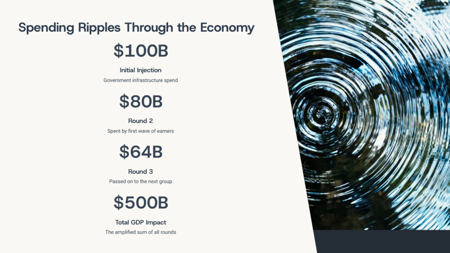In the second round, we see about $80 billion spent by those first wave earners, which then gets passed on to the next group. Moving to the third round, the total impact grows to around $64 billion, as this money continues to circulate and generate further economic activity.